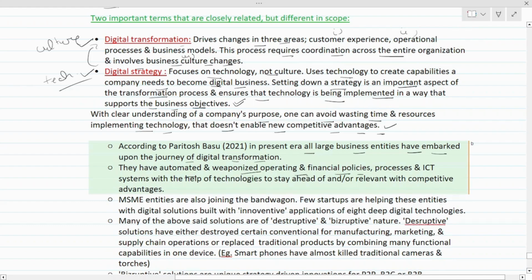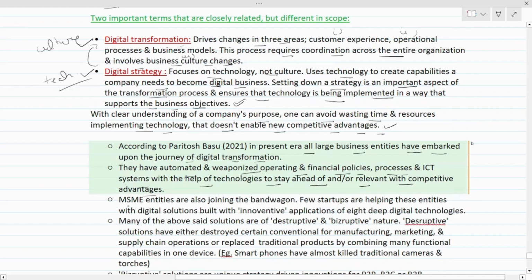So they have automated and weaponized operating and financial policies, processes, and ICT systems with the help of technologies to stay ahead of and stay relevant with competitive advantage, right? So basically it has helped you to automate and weaponize operating and financial policies. The second thing is processes, and the third one is ICT, which stands for information and communication technology, and with the help of this technology they stay ahead or relevant with the competitive advantage, or they gain advantage over their competitors, right?